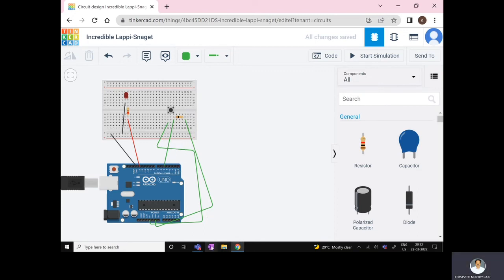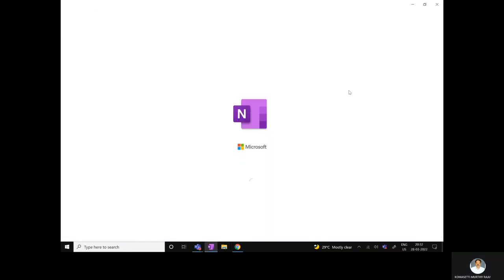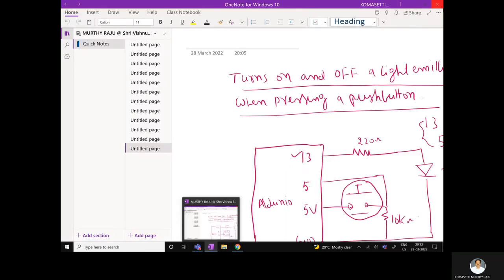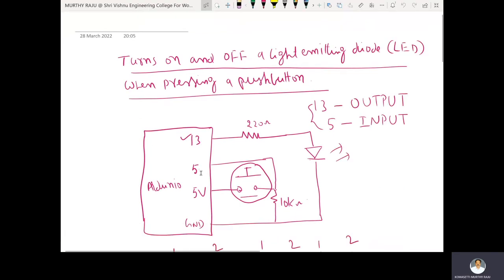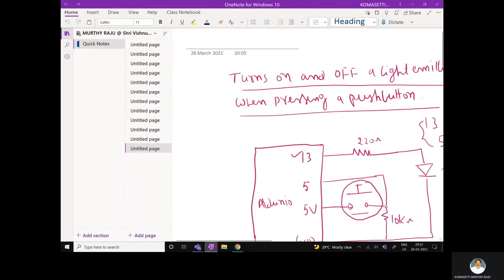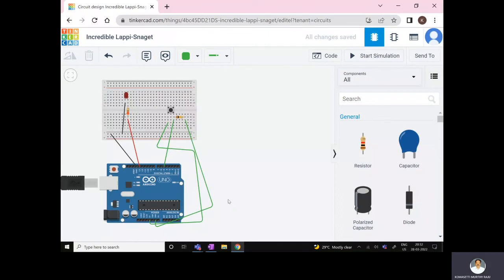Here, in the previous case, the 13th pin is for the LED and the 5th pin is for the push button. This 5th pin is the input pin. The 13th pin is the output pin for the LED. Already declared. See this one.